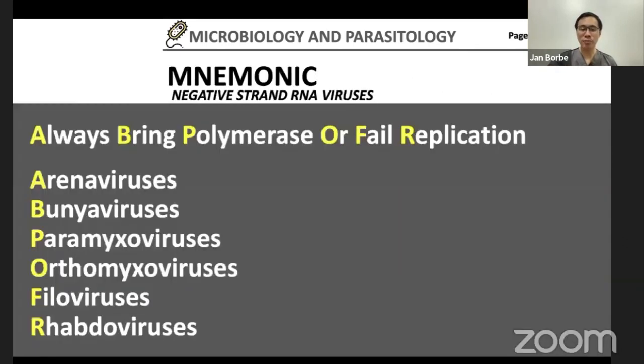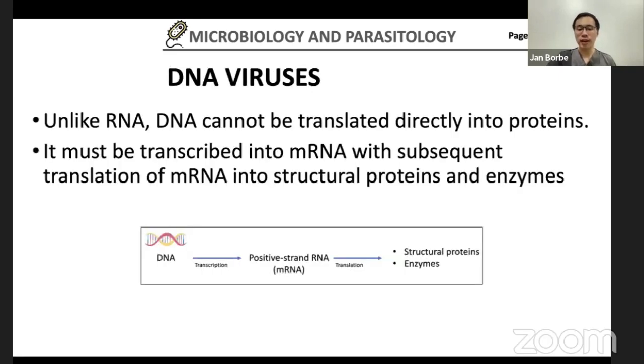Okay, so meron tayo acronym na always bring polymerase or fail replication. So sino yon? Yung mga negative stranded RNA viruses. Memorize na lang natin. Okay? So si DNA viruses, no, hindi sila pwedeng i-translate directly. So kailangan pa din na lang maging positive stranded RNA that looks like your mRNA or rather functions like your mRNA, then translated to proteins and enzymes.